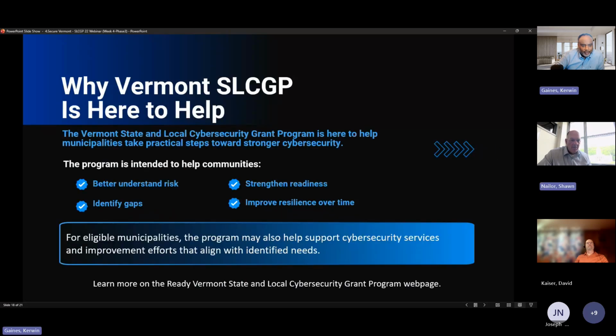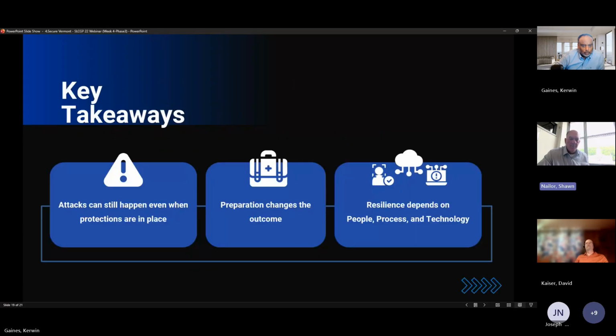We've talked about the SLCGP. I said, we're here to help you. Yeah, we've talked about it. It's there. Start with the assessment, and then we can start connecting you to the projects and opportunities that are there to improve your cyber posture.